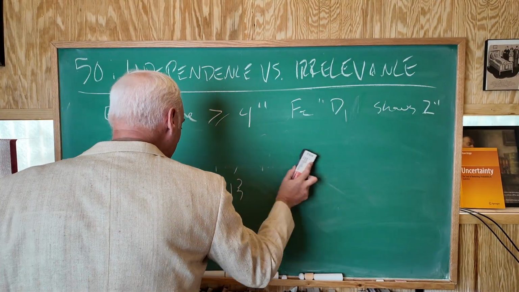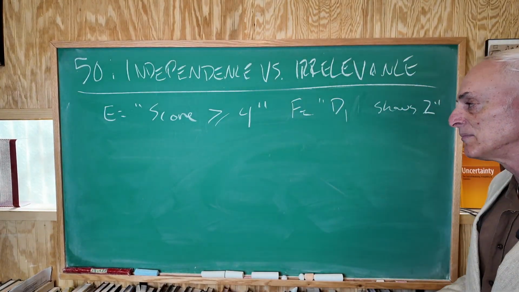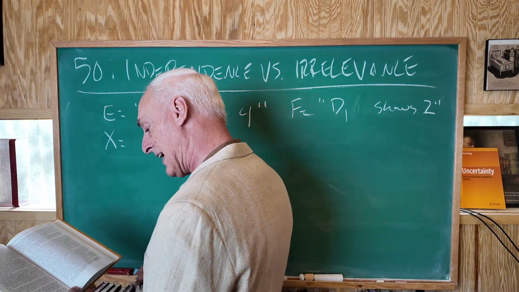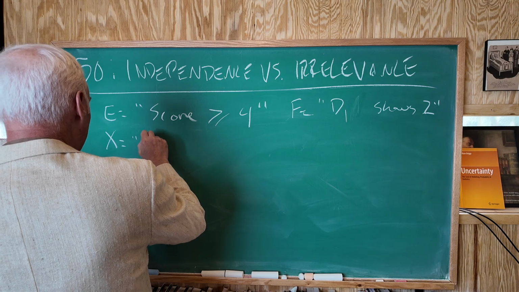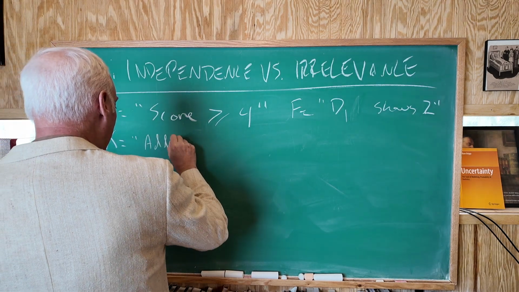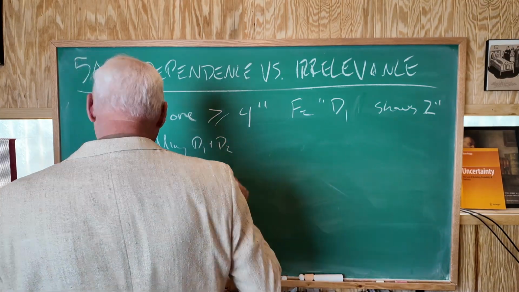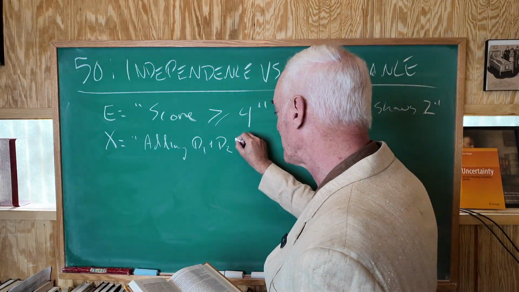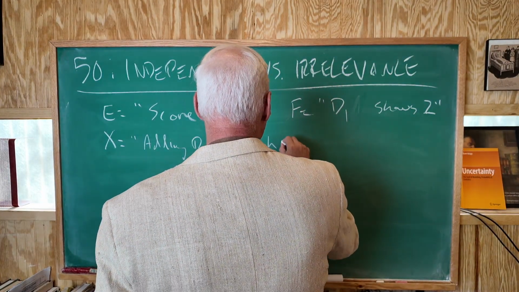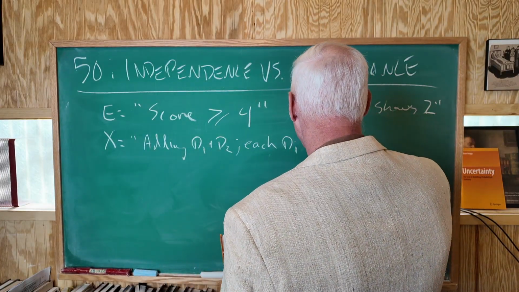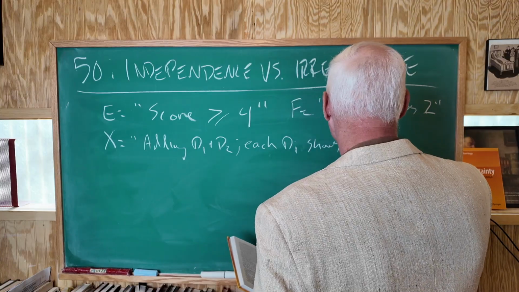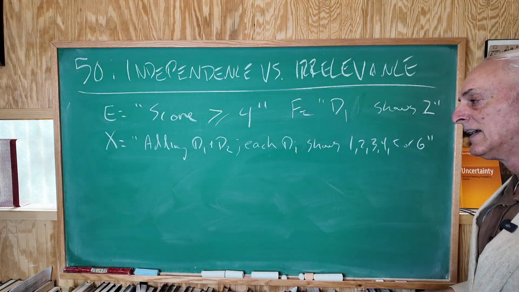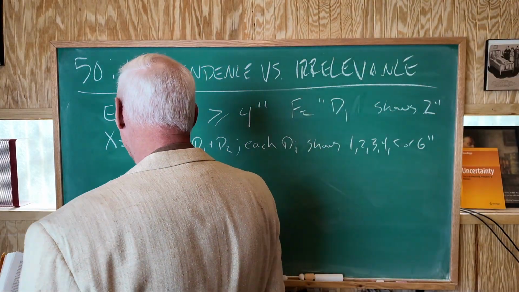So let's try something else here. We need some additional information. And one set of information I might have, I call it X here, is a game adding device 1 plus device 2. This is how we're going to score the game. And each device can show the numbers 1, 2, 3, 4, 5, or 6. Aha! Now we have some information. So now we can calculate certain probabilities.